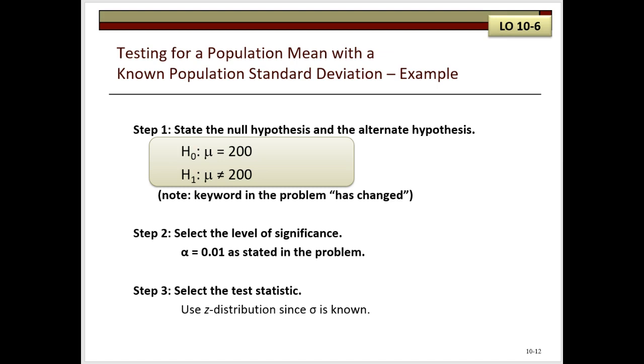In setting up the hypothesis for the problem, the keywords are, there has been a change in the weekly production. The word change in this phrase suggests that a not equal to or two-tailed test is called for. This is reflected on the alternate hypothesis as the mean not equal to 200. The significance level is stated in the problem as 0.01. The test statistic for this hypothesis test is the z-distribution since sigma, the population standard deviation, is known.